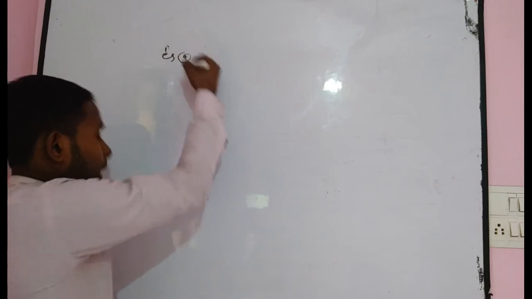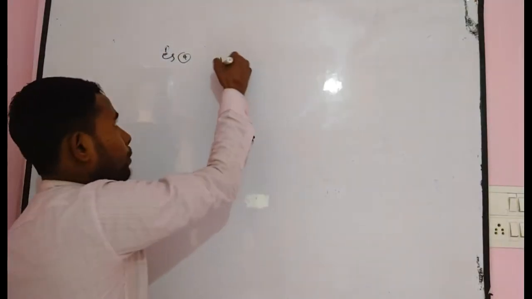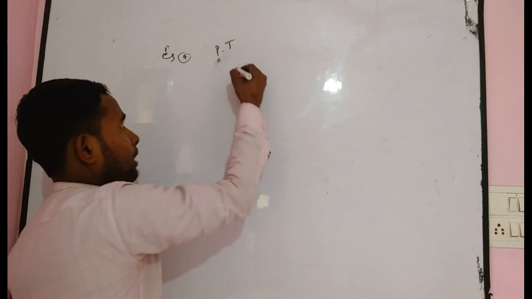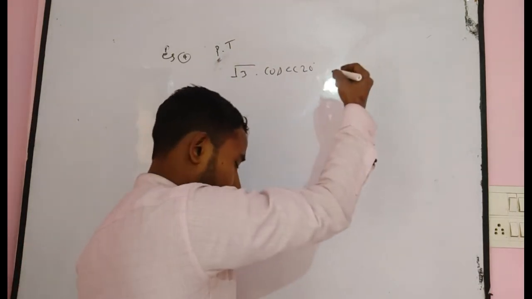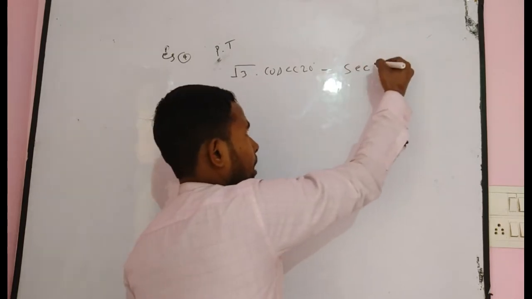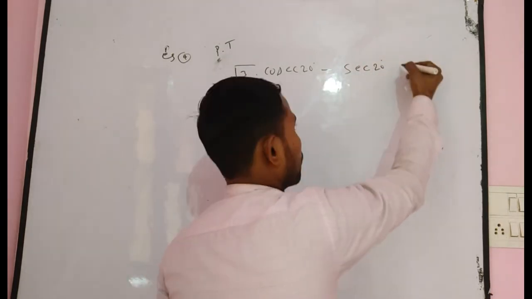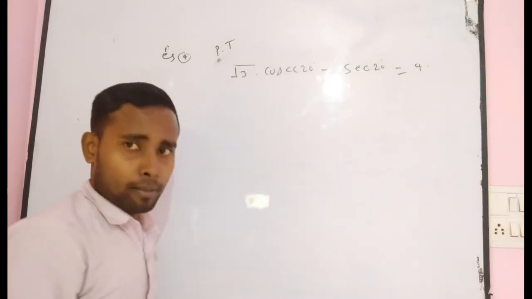Example 4. In this problem it is given that you have to prove that root 3 into cosec 20 degree minus sec 20 degree is equal to 4. You have to prove.